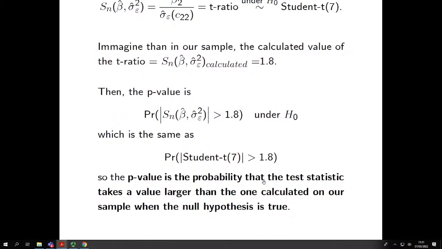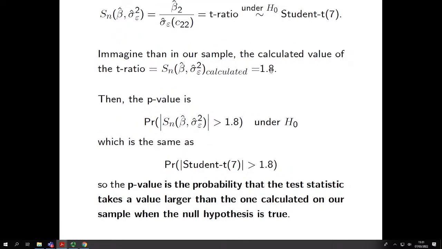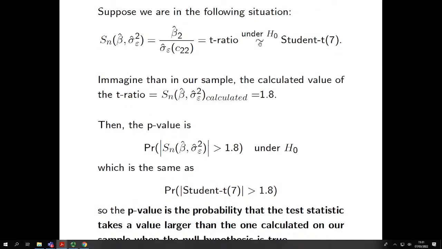The p-value is the probability that the test statistic takes a value larger or equal to the one calculated on the sample when the null hypothesis is true, under the null. So it's the probability that my test statistic is larger than 1.8 if the null hypothesis is true. And the idea is, if this probability is very, very low, it's very unlikely that you can observe 1.8 under the null. So I don't believe the null. If that probability is quite large, I do believe my null hypothesis.